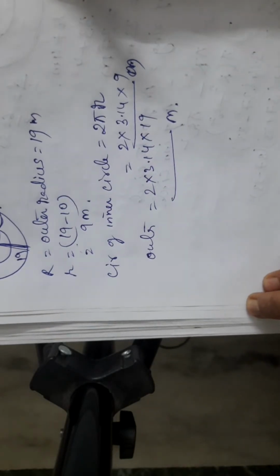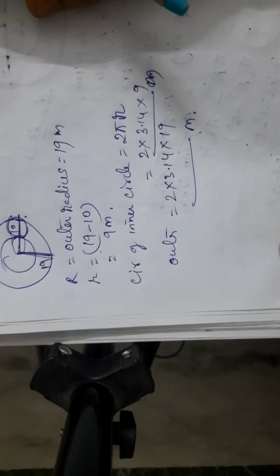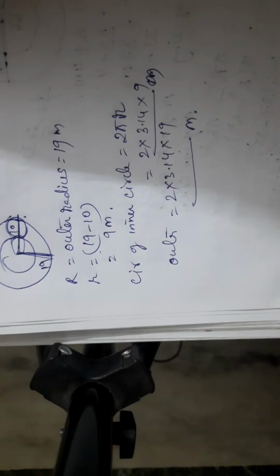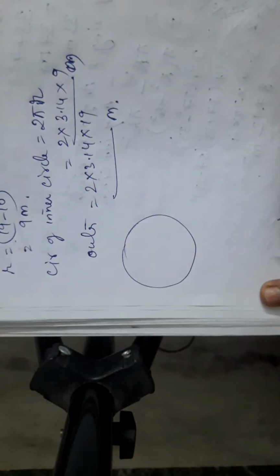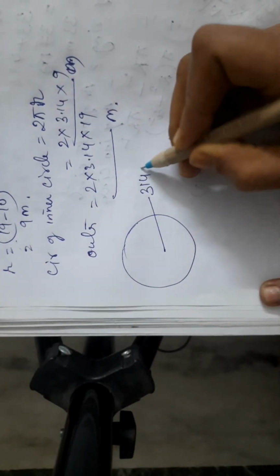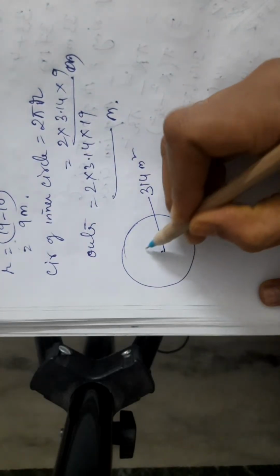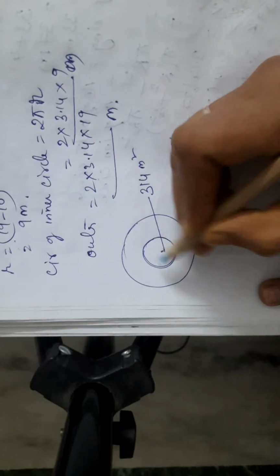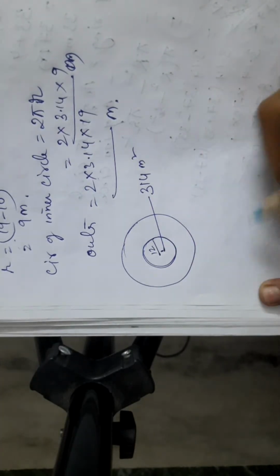Okay, now the next question. Here it is given, question number 14: a circular flower garden has area 314 meters square. A sprinkler at the center of the garden can cover the area that has radius 12. Will the sprinkler water the entire garden? So the question is given in this way. There is a circular garden. Its complete area is given 314 meters square. And in the center there is a sprinkler which can cover the area up to radius 12.